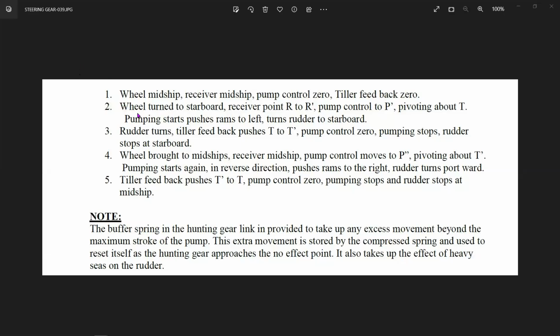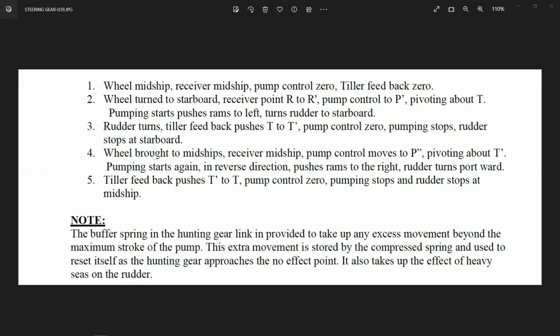Okay, sorry about that. This thing has not yet fully recovered.